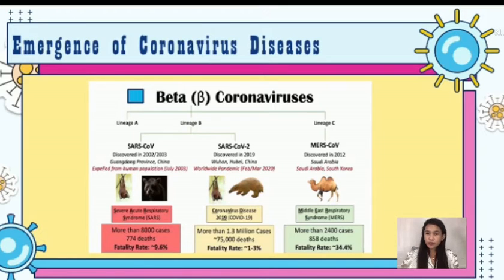These emerging viruses, these beta viruses, are zoonotic, meaning there is cross-species transmission, which means these viruses can be transmitted from animals to humans. Thus, we can say that the SARS-CoV, the MERS-CoV, and the SARS-CoV-2, or COVID-19, are the three highly transmissible pathogens that emerged in humans over the past 2 decades.